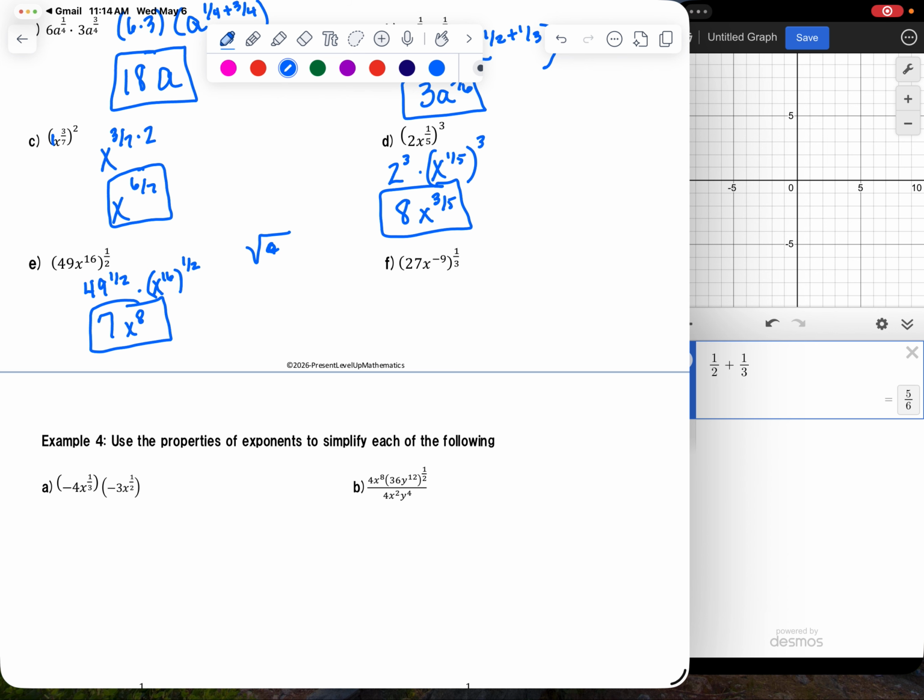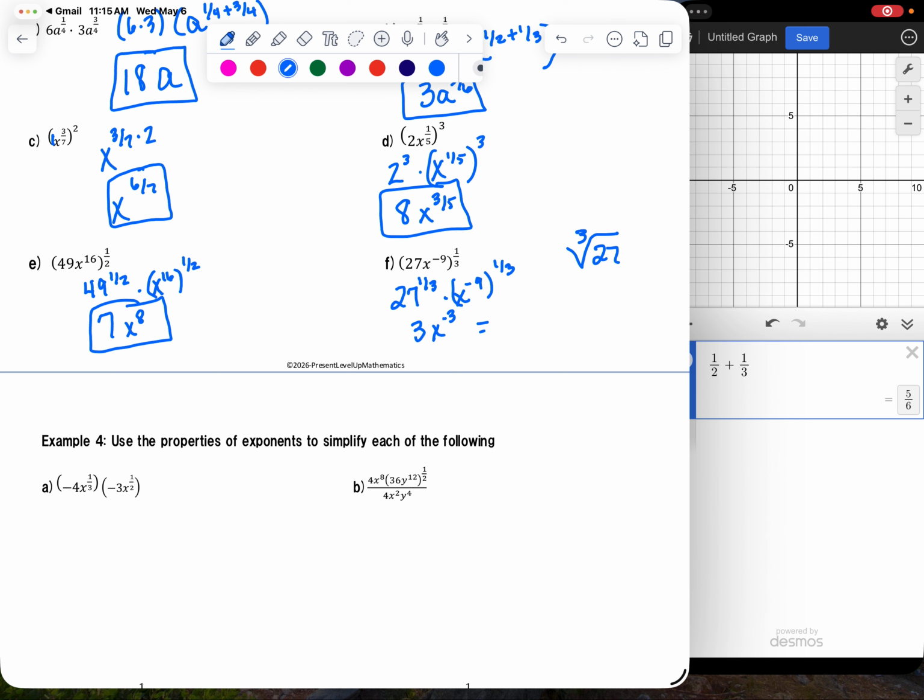All right. Next problem, problem F. We have 27 x to the -9 raised to the 1/3 power. So I'm going to raise everything in the parenthesis to the 1/3 power. So 27 to the 1/3 times x to the -9 to the 1/3. Now 27 to the 1/3 power is the same thing as cube root 27, which would be 3, because 3 times 3 times 3 is 27. And then negative 9 times 1/3 is negative 3. So this would be x to the negative 3.